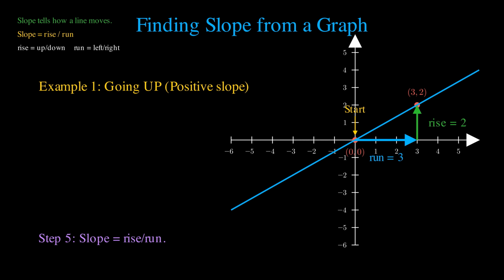Step 5, slope equals rise over run. That gives us 2 over 3. This means the line goes up 2 units for every 3 units to the right.